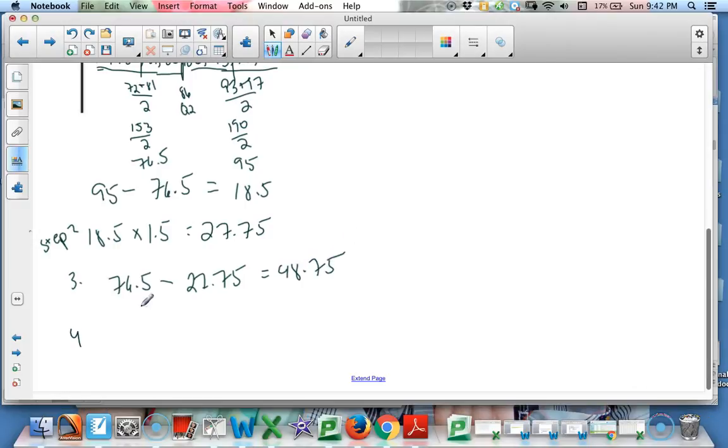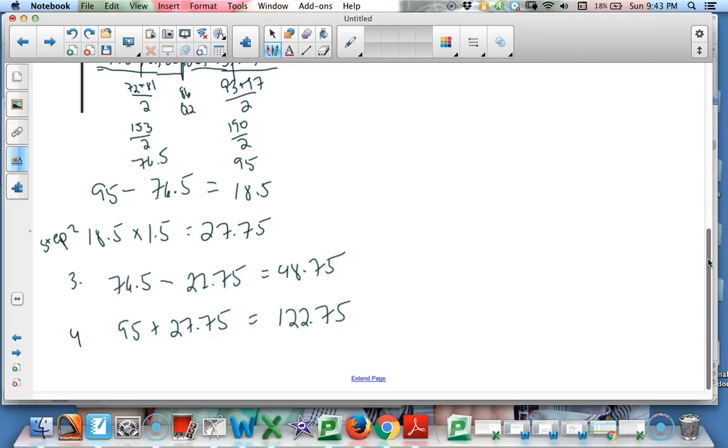And then step 4 is I'm going to take my Q3, which remember was 95, and add that 27.75 to it. When I do that, 95 plus 27.75 is equal to 122.75. And what these two numbers do is they form sort of a fence. Anything that falls outside of this fence, below 48.75 or above 122.75, is going to be considered an outlier.